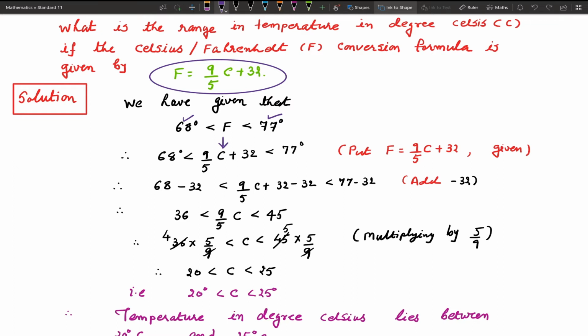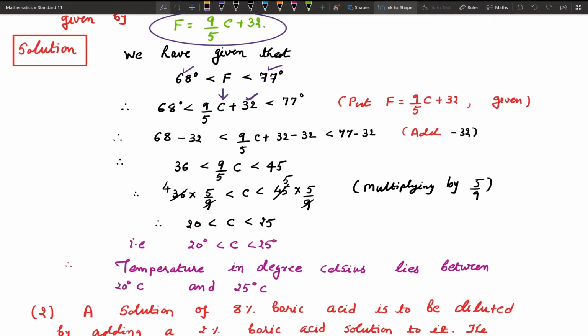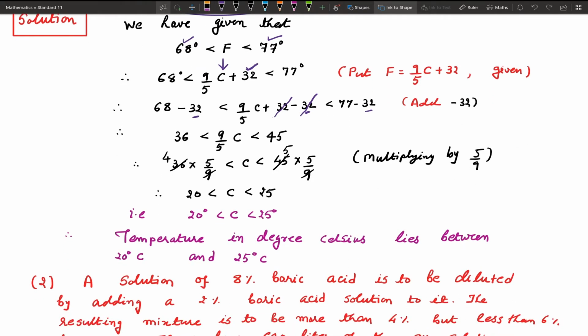Now subtract this 32. So throughout the inequality we have subtracted 32. So 68 minus 32 less than 9 by 5 into C plus 32 minus 32. So we have subtracted 32 throughout the inequality. Now you can check the simplification. 68 minus 32, that is 36, less than 9 by 5 into C less than 45.